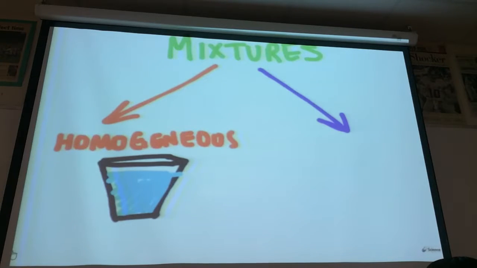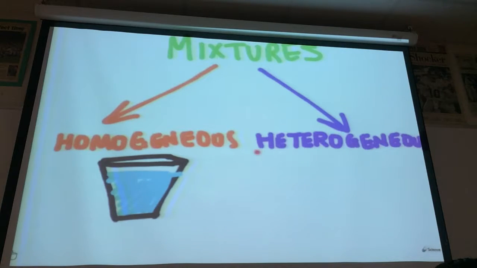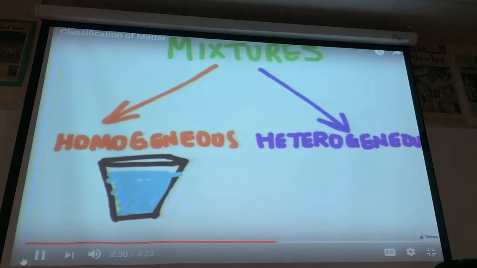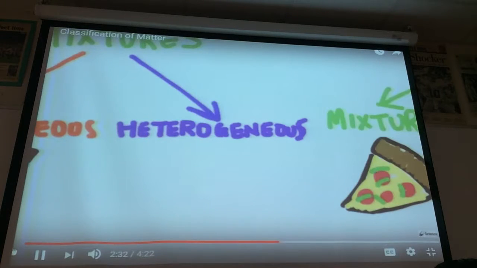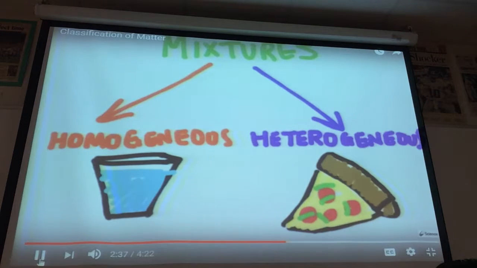The other type of mixture is the type of mixture where you can actually see the different parts of the mixture. We call these types of mixtures heterogeneous mixtures. The word hetero means different, and so these mixtures look different throughout the mixture. An example of a heterogeneous mixture is that slice of pizza, as you can see the different parts of this pizza.